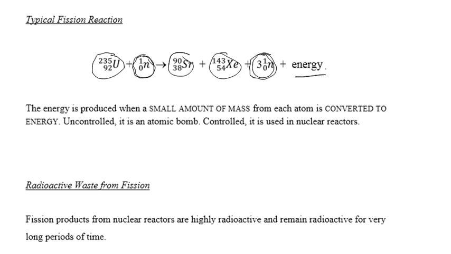The energy is produced when a small amount of mass from each atom is converted to energy. All nuclear reactions convert a small amount of mass into energy. Uncontrolled is an atomic bomb. Controlled, we use it in nuclear reactors.